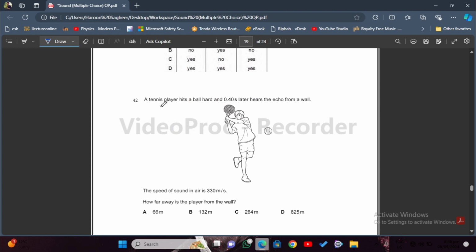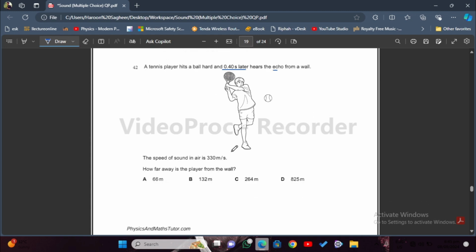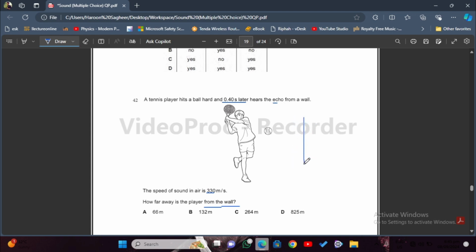Question number 42. A tennis player hits a ball hard, and 0.4 seconds later hears an echo, and the speed is given. How far away is the player from the wall? Okay, now there might be a wall like this, and that ball traveled to this wall and then reflected. So we can use this formula again. That would be v into t divided by 2, and this will give us the distance, and that distance will be the distance of the player.